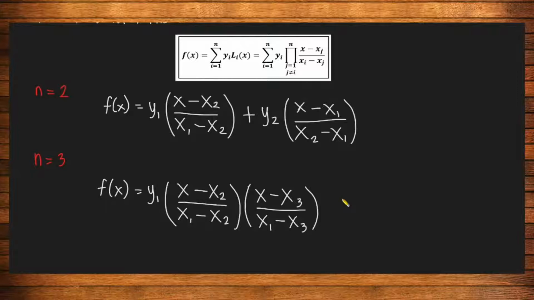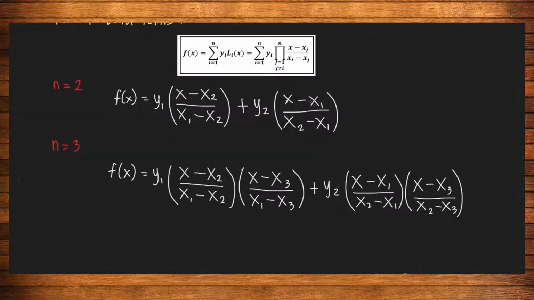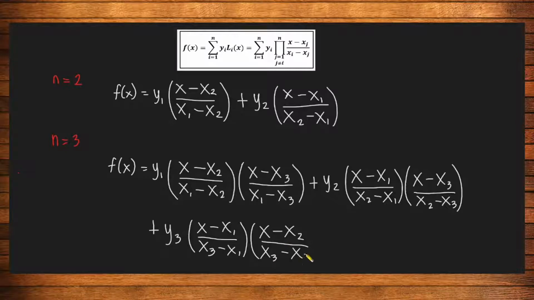So for our second term, yung value naman ng I natin will be equal to 2. So we will have y sub 2 multiplied by our Lagrange functions, where j is not equal to 2. And then lastly, for our third term, we will have I equal to 3. So we will have y sub 3 and then multiply lang natin yung Lagrange functions natin, but yung j natin will not be equal to 3. So, 1 and 2 lang yung value ng j natin dito.